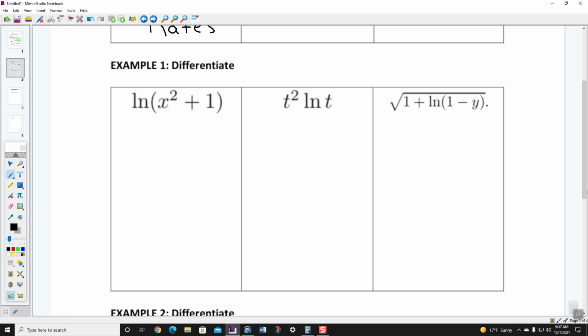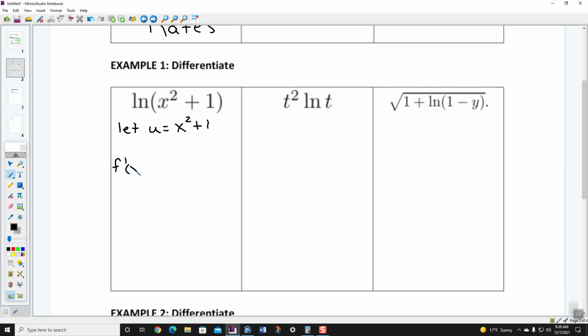First one, natural log of x squared plus 1. Oh, I forgot to write one more rule up there. Okay. Anybody want to take a shot at it? What am I going to let u equal here? I'm going to let u equal x squared plus 1. So isn't this my rule right here, kids? u prime over u. I'm ready. 2x.